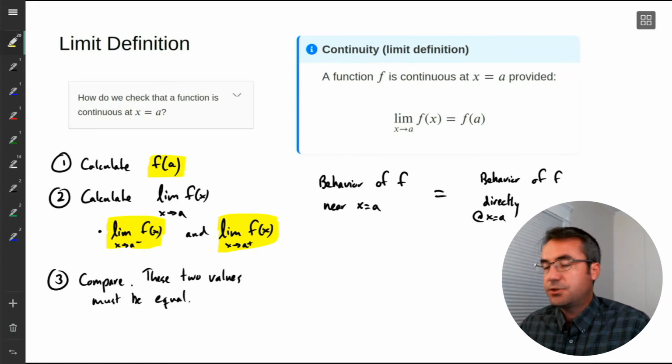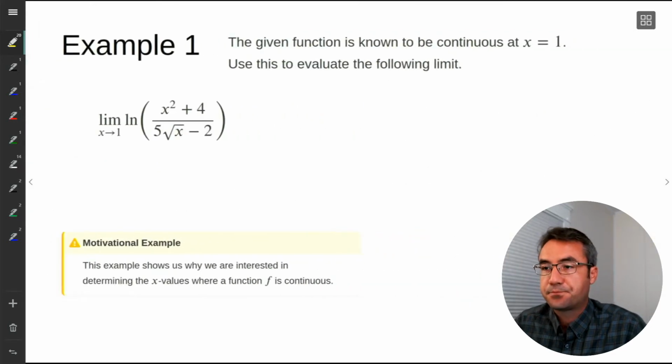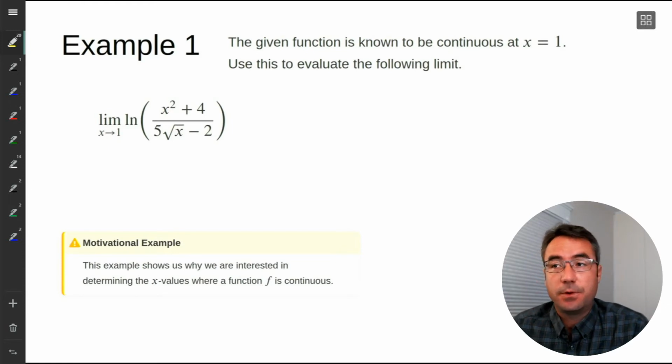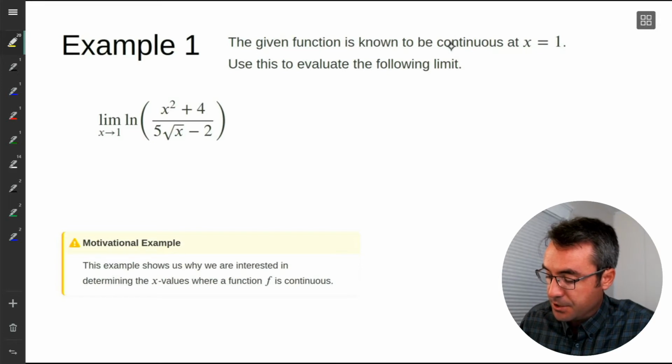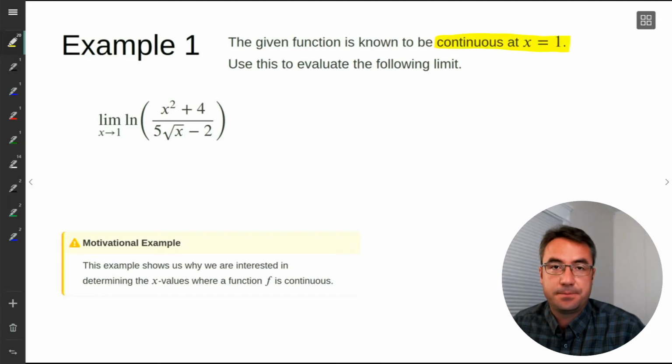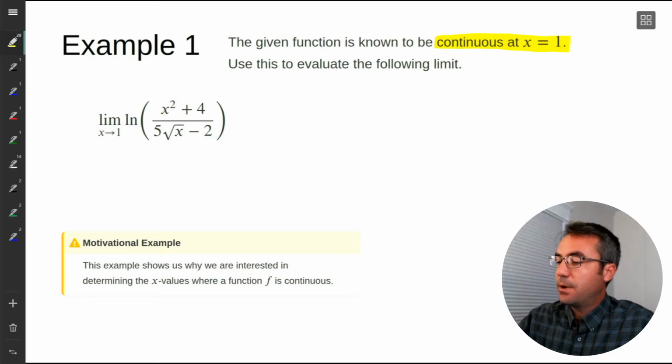All right, so let's try this out in an example. Example 1. And we're going to see why this idea of continuity is really useful. In this example, we're given a function that we know is continuous at x equals 1. So we're explicitly told here this function is known to be continuous at x equals 1. All right, so we know that. Well, we can use that to help us then evaluate this limit. So let's see what we can do.